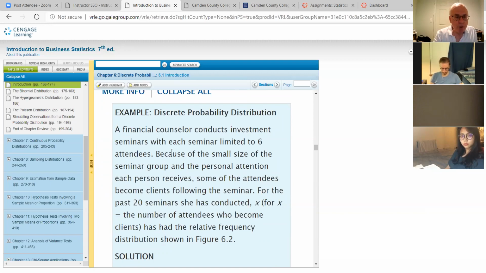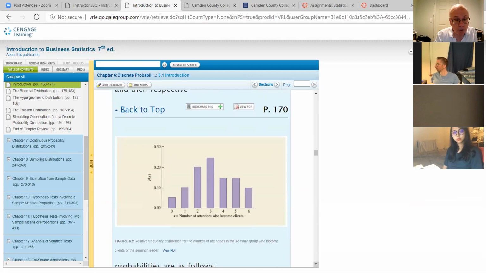Now, here's an example. A financial counselor conducts investment seminars with each seminar limited to 6 attendees. Because of the small size of the seminar group and the personal attention each person receives, some of the attendees become clients following the seminar. For the past 20 seminars she has conducted, X, which is the number of attendees who become clients, has had the relative frequency distribution shown in figure 6.2. So hopefully they show you 6.2. Oh, here it is.